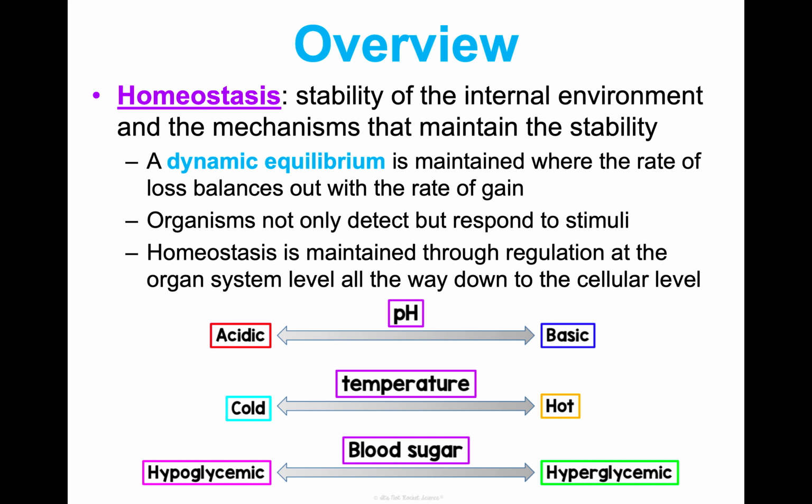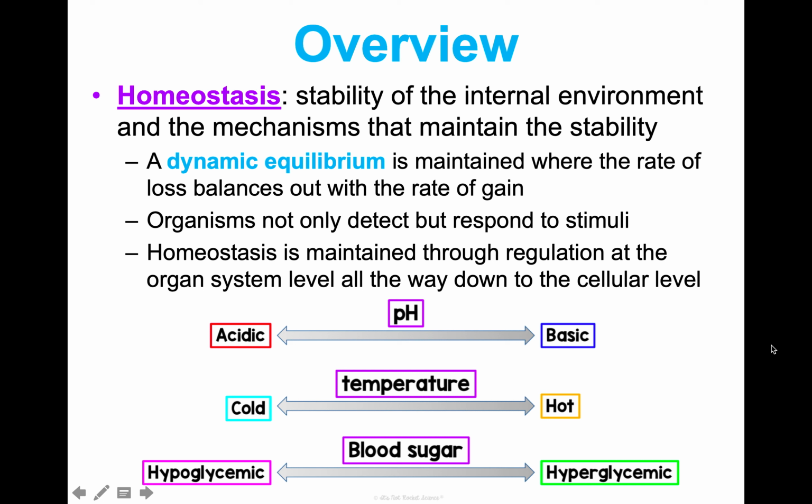Homeostasis, like I said, is maintained through regulation at the big organism or organ system level that make up organisms all the way down to that cellular level. And there's a ton of different factors that have to be regulated and maintained. There's your pH, which can range from being on the acidic side to the basic side. There's temperature, which can range from being cold. Remember, cold doesn't really exist. It's a lack of heat, but also to the other end of hot or too high above the stable temperature. There's blood sugar. You can be hypoglycemic, you can be hyperglycemic if you're outside of that normal range.